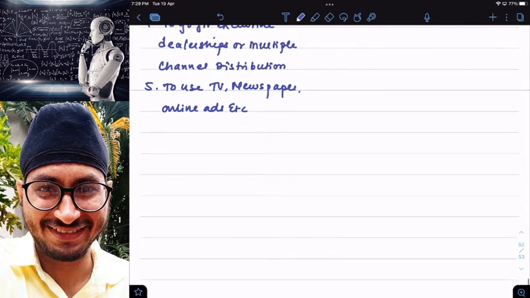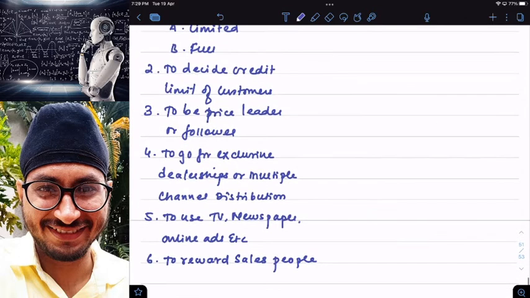Next, last one. To reward salespeople. Sir, how should I provide reward to salespeople? Should I provide them a little monthly salary plus commission on sales, or should I not provide any salary and provide only commission on sales? What should I do? These are all problems I will face before going for marketing.